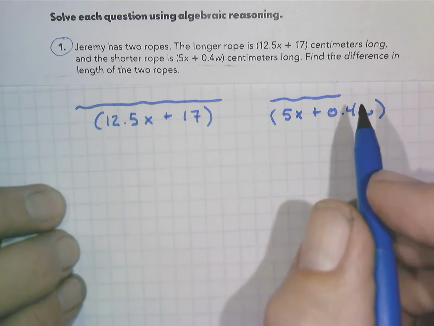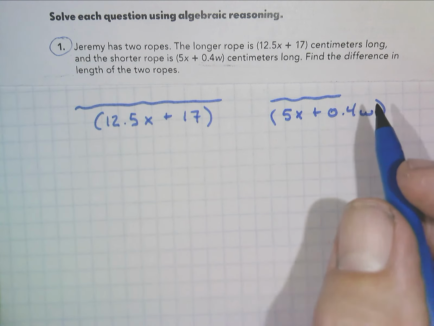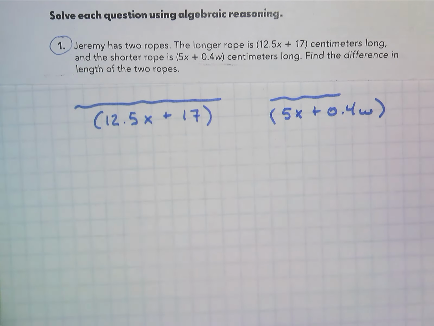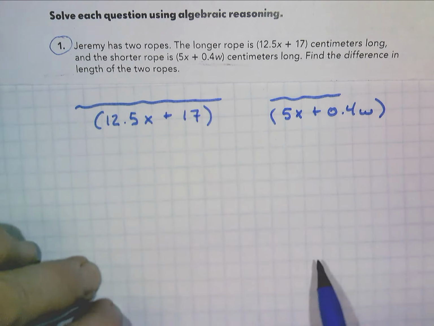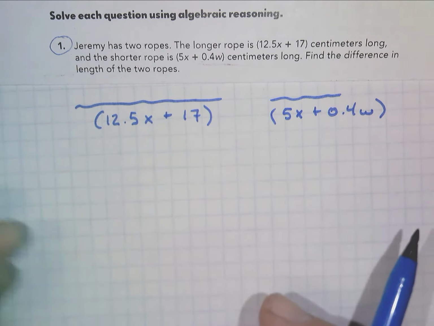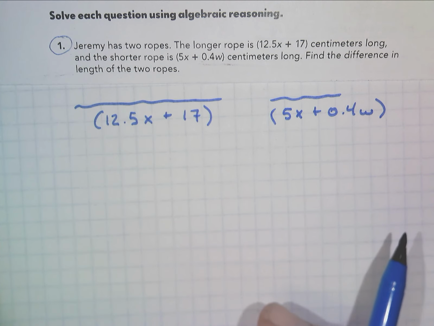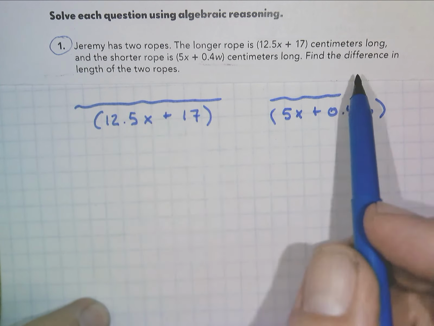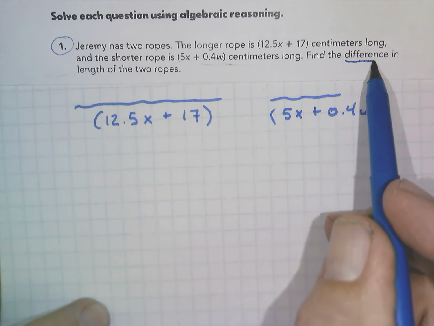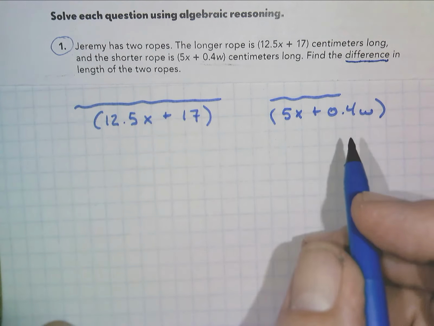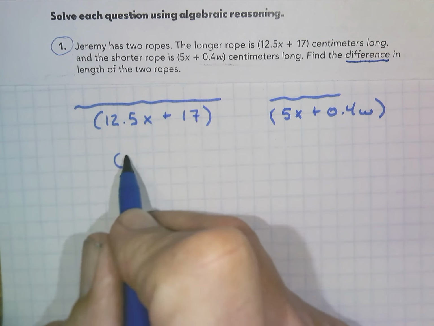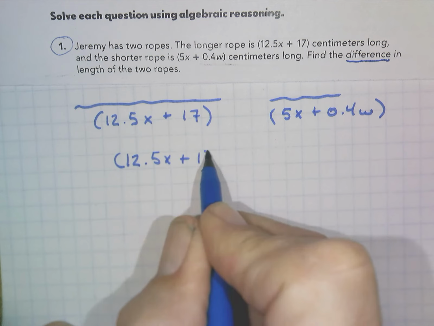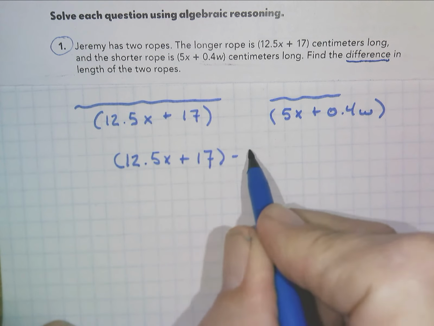And you just kind of have to go through this and take a look for keywords and have some faith in what you're doing. It's not easy to make sense of these answers. In fact, at first they may not make any sense to you. It says find the difference in the length. So we know the difference is an indication that we're doing subtraction. So I will subtract from the longer rope the length of the shorter rope.